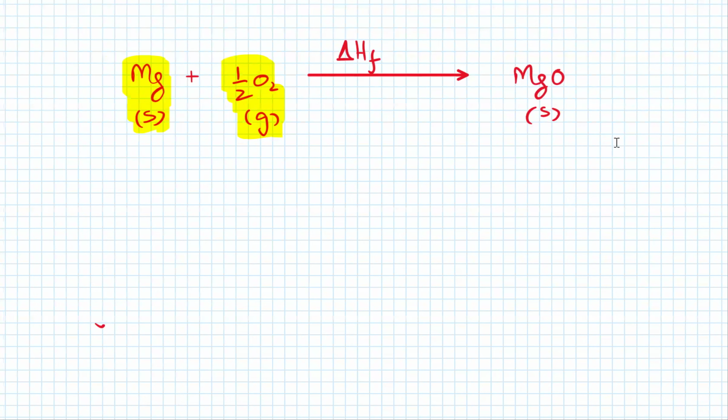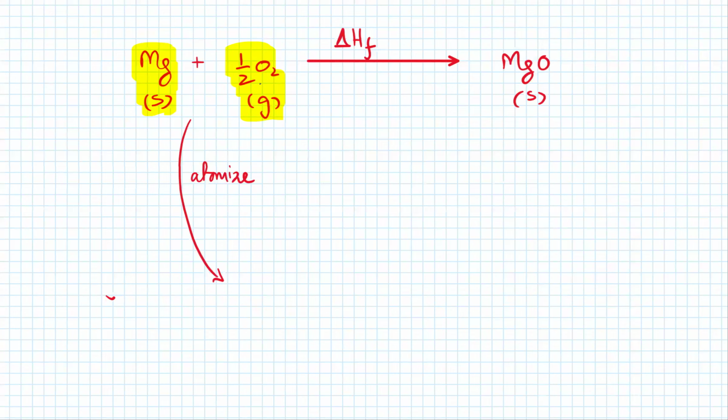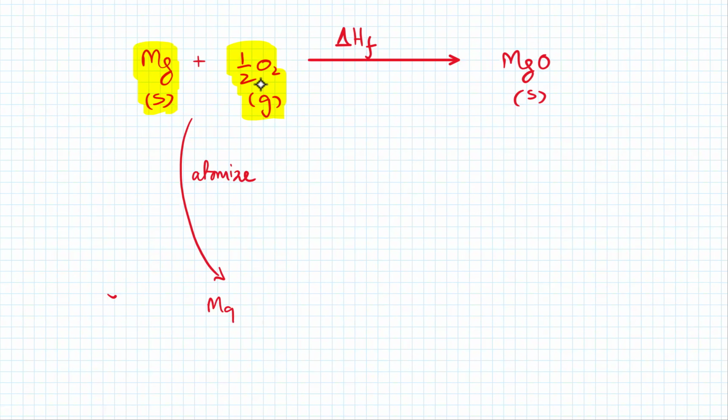So there are two things that I'm going to do. The first thing is I'm going to break the bonds in the elements. Magnesium is metallic and the oxygen molecules are all bonded to each other. So the first thing I'm going to do is atomize. I'm going to break the metallic bonds and get magnesium gaseous atoms. And I'm going to break the oxygen gas molecules and get oxygen gaseous atoms. That's the first step: you atomize.